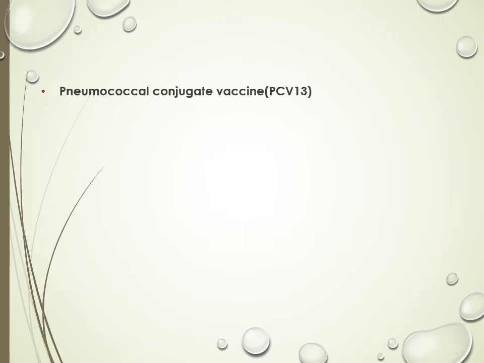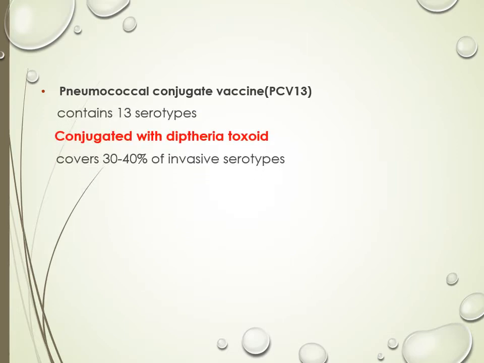Then comes another vaccine, the pneumococcal conjugate vaccine, PCV13. As the name says, this vaccine is a conjugate vaccine. It has been conjugated with another vaccine component. It contains 13 serotypes. It is conjugated with the diphtheria toxoid, and it covers 30 to 40% of invasive serotypes. It is more immunogenic compared to the previous one, the 23 valent, and it provides longer immunity.